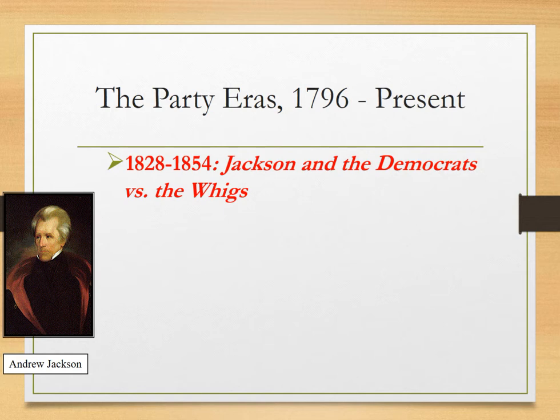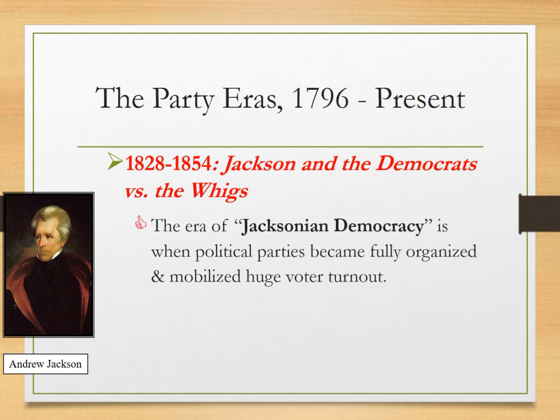Then 1828 to 1854 was Jackson and the Democrats versus the Whigs. This is a period we can call a period of Jacksonian democracy, when political parties became fully organized and mobilized huge voter turnout. If you go back and recall when I showed you the graphic of presidential voter turnout in the 19th century, it was quite high because, of course, the basis of eligibility was all white men. Eventually you had universal white male suffrage in this period. And so white males were highly mobilized, working class and on up the income scale.